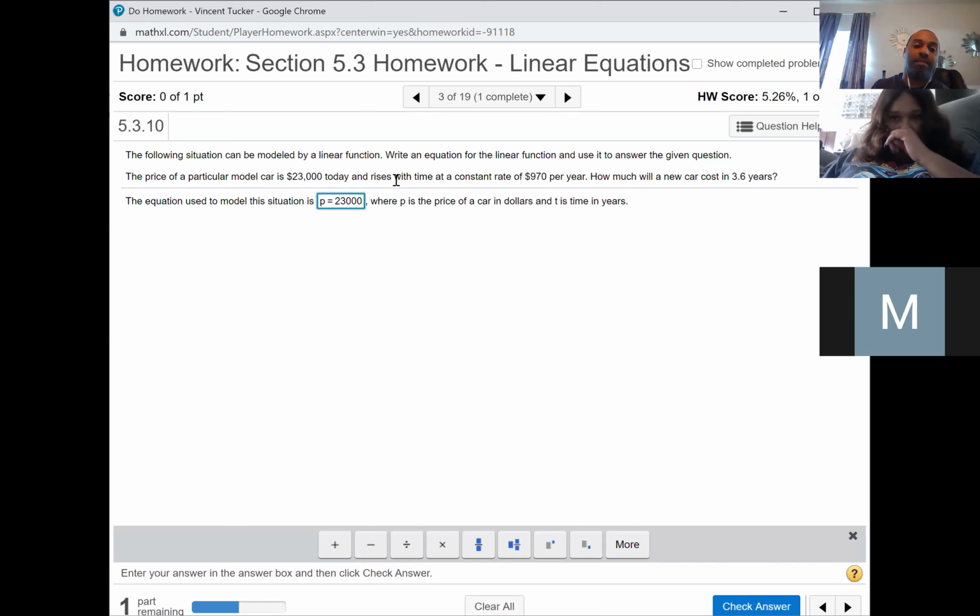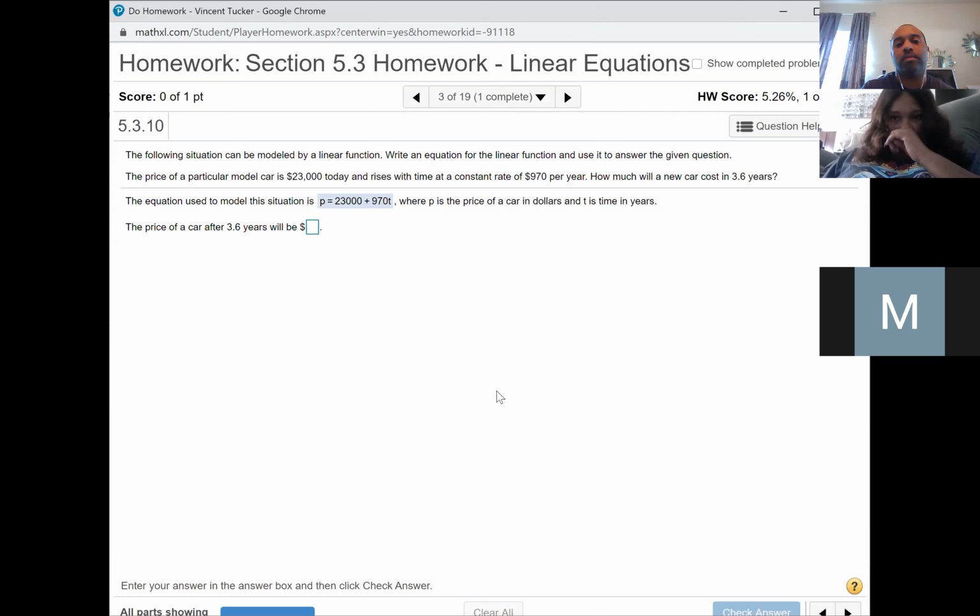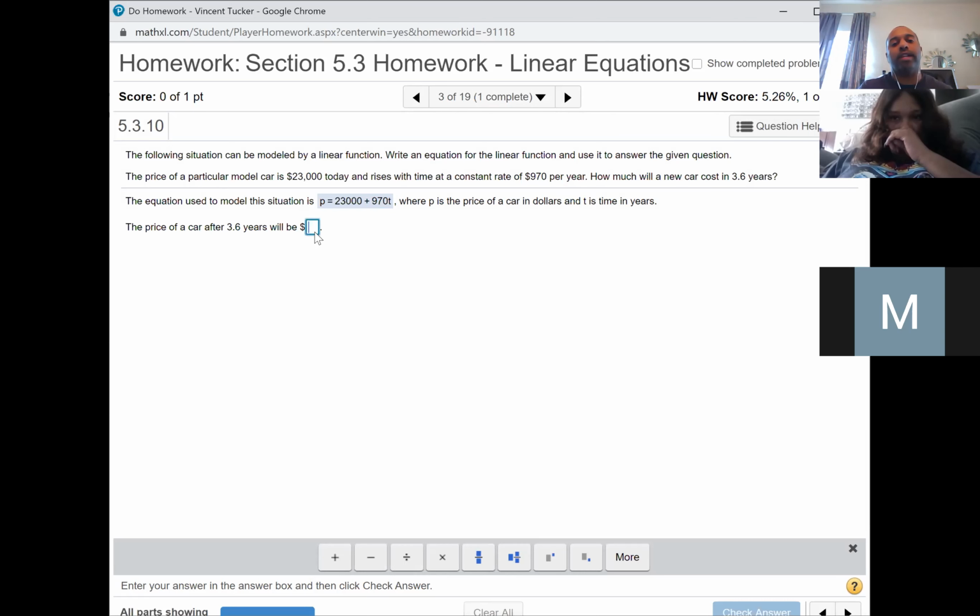Now, if it's rising, that means you're going to add to the 23,000. If it said decreases, then you would have done subtraction. All right. And then it's going to rise $970 per year, and our year variable is T for time. Problems with the setup? Then for the price of the car after 3.6 years, you take that 3.6 and plug it in to that equation.